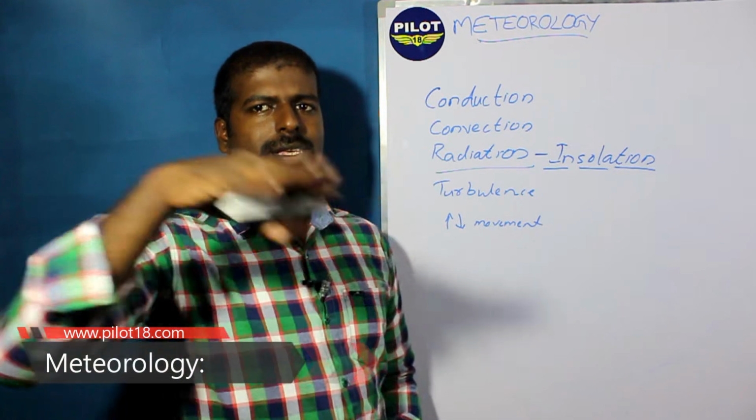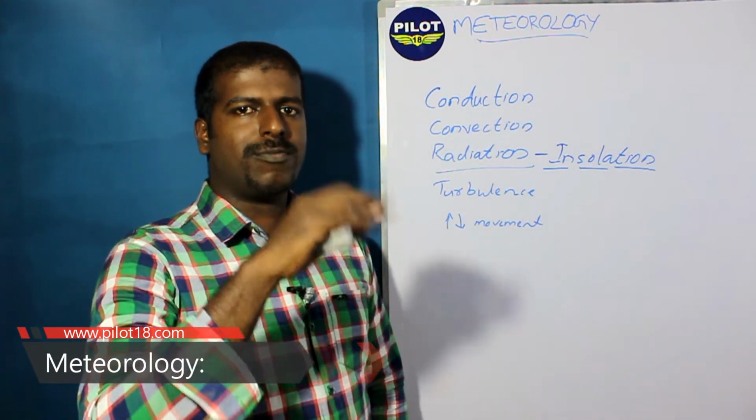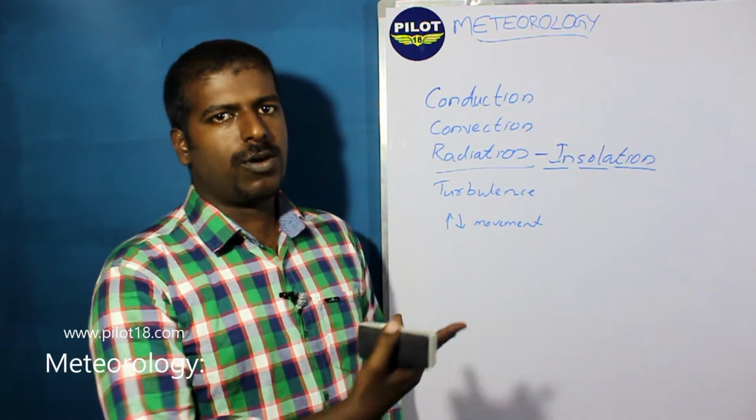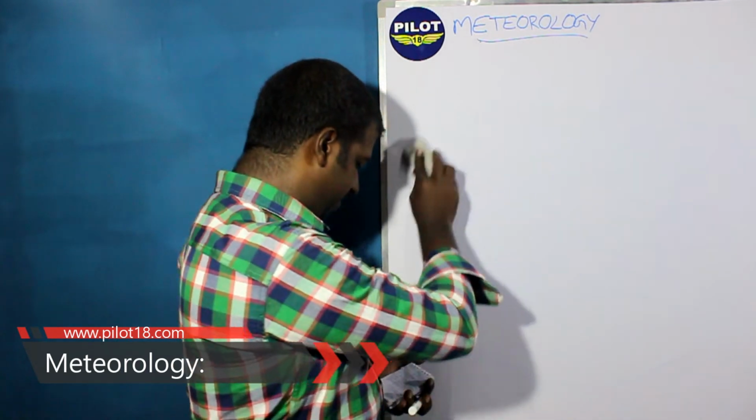And comes turbulence. Turbulence means irregular movement of air, and up and downdraft movements of air, eddy currents also cause transfer of heat.